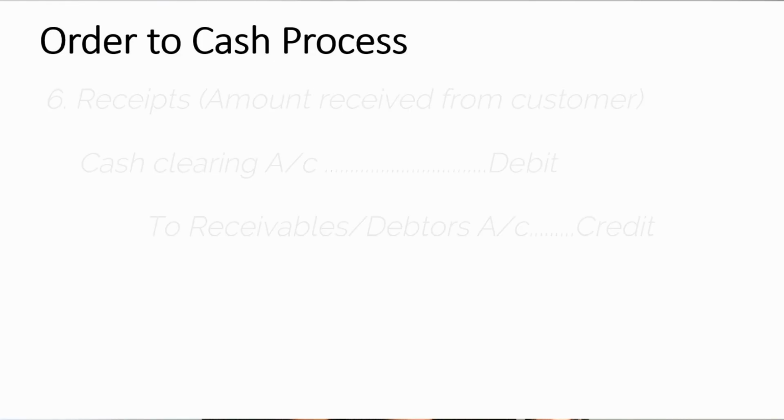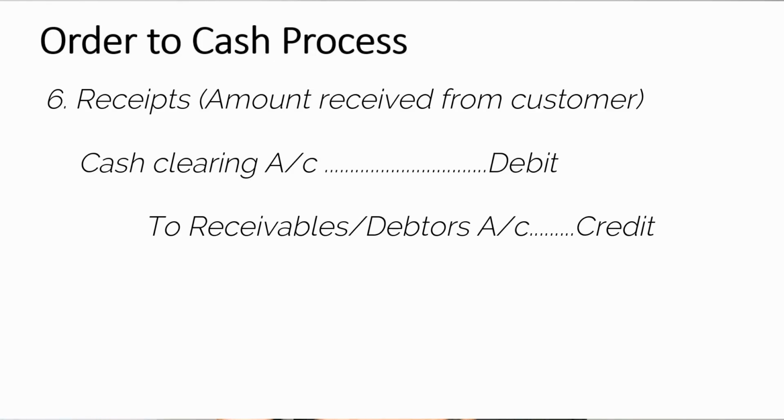So on due date, the customer will pay us the amount which was due for the invoice, and for that we will pass a journal entry called cash clearing account debit to receivables account credit, right? So this was the journal entry for receipt, my sixth step. And at the last will come the reconciliation.